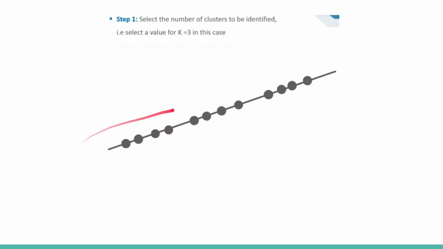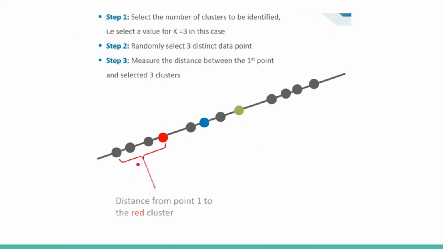Say there are a number of clusters to be identified, and we are choosing three clusters, for example, in this case. So our first step is that we initially pick three random points and mark them as the red cluster, blue cluster, and green cluster. So these three points are randomly picked initially.